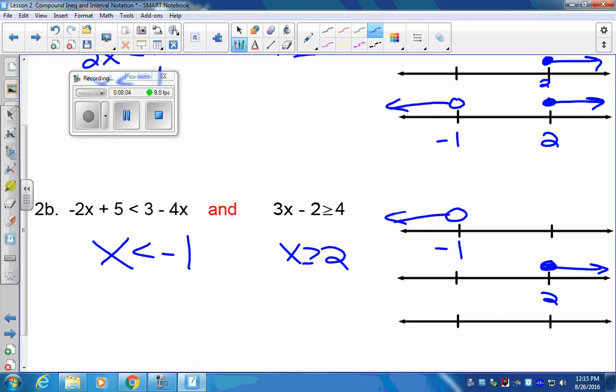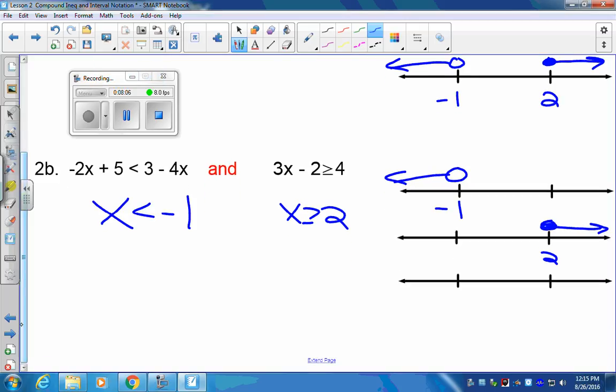So what is our ultimate solution going to be? There isn't one. This is a no solution. Okay, I cannot have one number that satisfies both inequalities. No solution. You can also draw a 0 with a line through it to indicate no solution. Okay, there is no intersection.